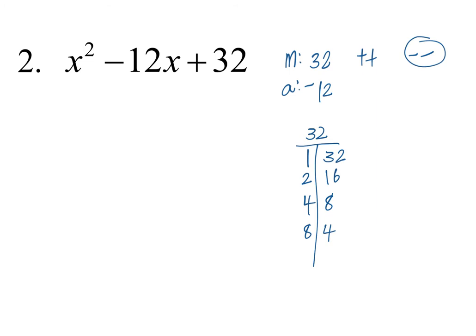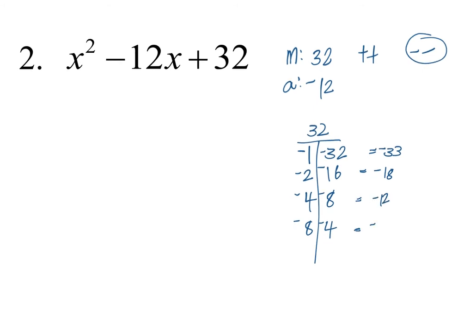Okay? So, let's go through. We know both of our signs are going to be negative. So let's make all these signs negative. And is there anything that adds to give me negative 12? -1 and -32 would be -33. This would be -18, -12, and -12 here on the end. So either -4 and -8 or -8 and -4.